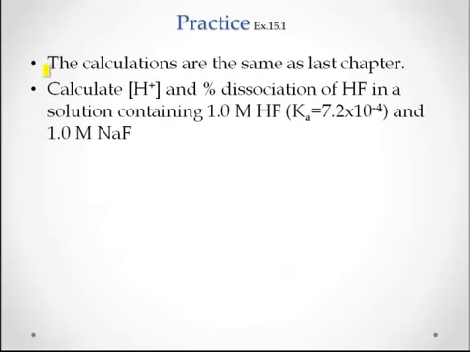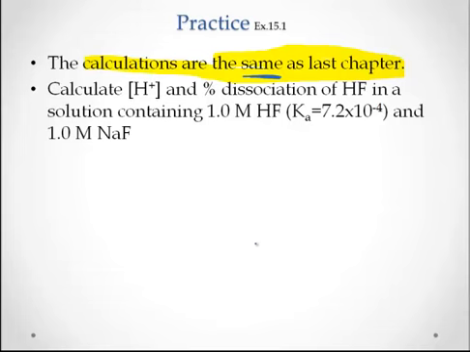Now here's something that'll be great news to all of you. The calculations are the same as our last chapter. Oh, I didn't highlight very well. All right, pretend I could actually highlight. Obviously I can't. But that's the good news, right? In other words, we're not going to do anything new. We're going to do the math the same way. We just have to be aware of the fact that there's that ion. So let's look at a potential problem here.